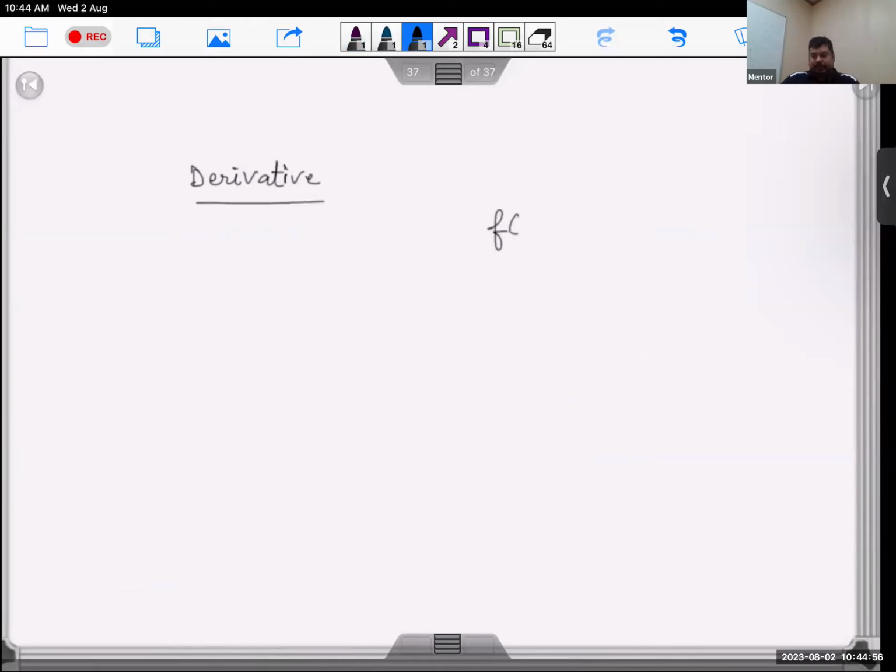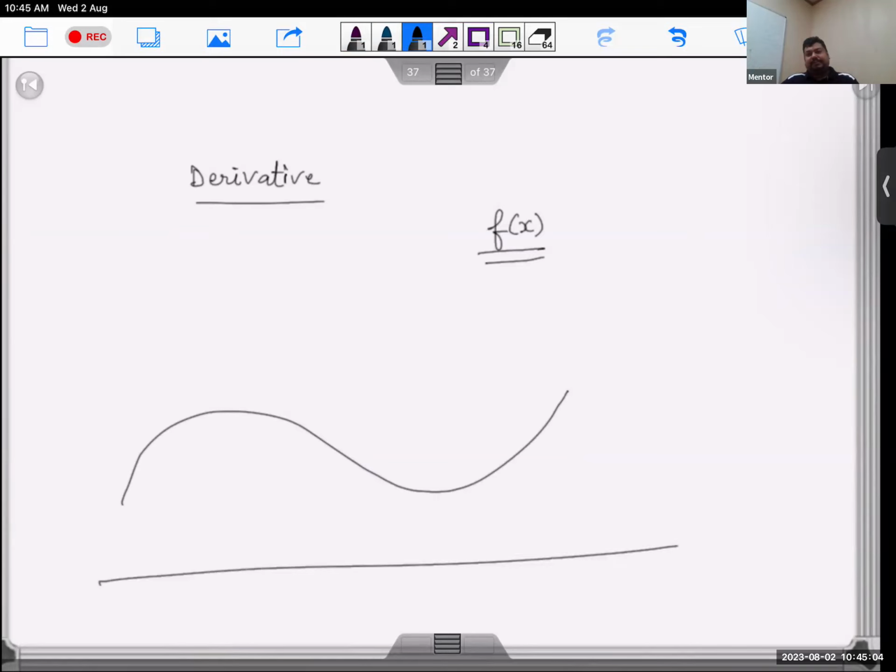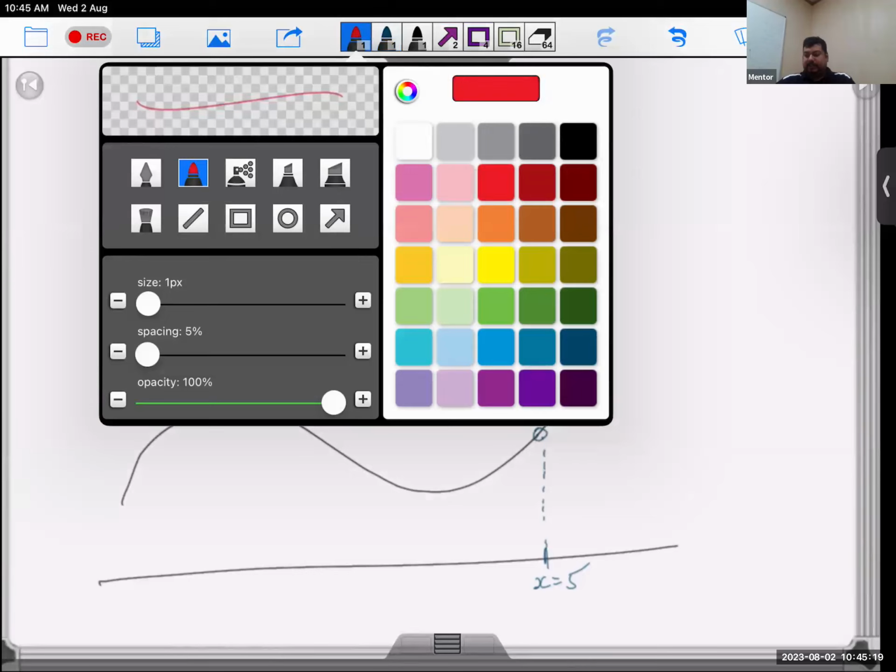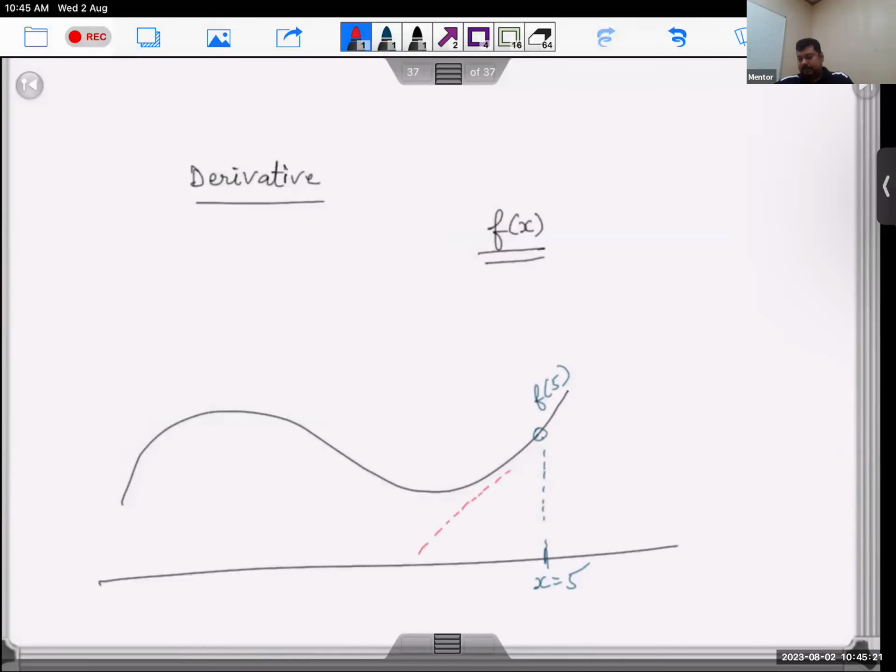Given a function, let's say this is the function, and I am computing the derivative of this function, maybe at x equal to 5. Whatever that function is, this is the value of the function at f(5). The derivative is nothing but the slope, the tangent at this point, 5, the tangent at this point to this f(5).